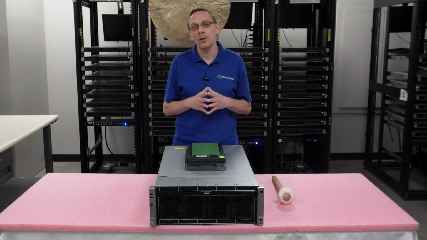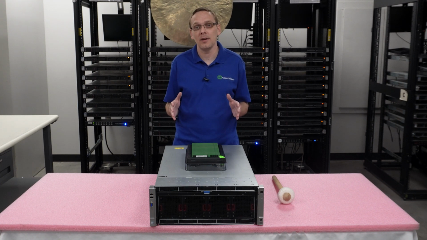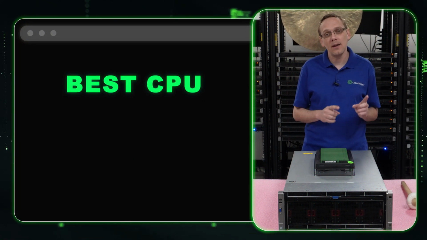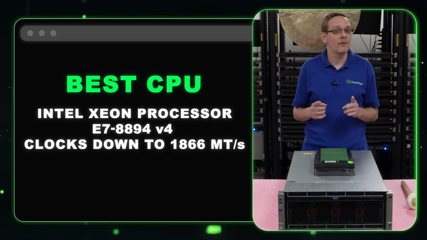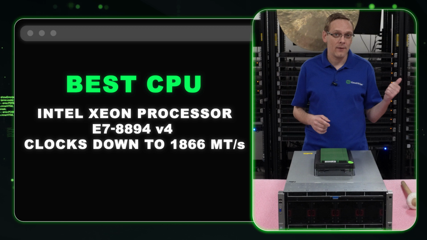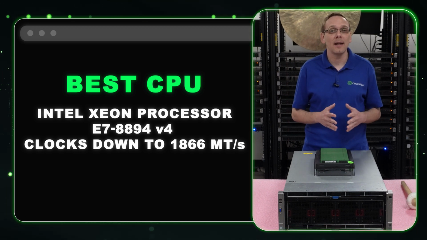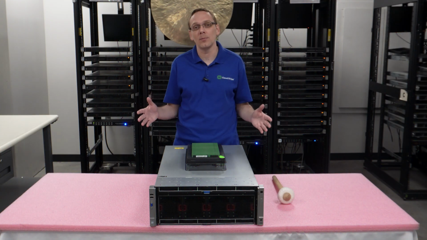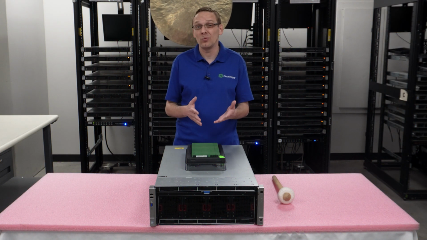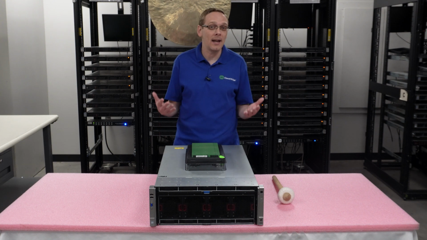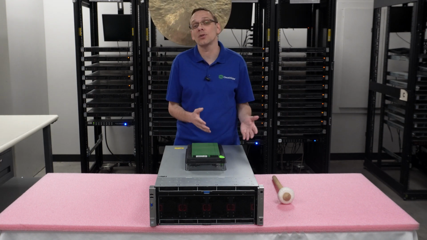If you look at the processor that you have in your system, that is going to be the biggest key to speed here. What processor do you have? Even the best processor in the series, the E7-8894 v4, which we cover in the very first video of the series on CPUs, is going to clock down to 1866, and that's the best processor in the whole series. So even with the best processor, you're realistically getting DDR3-class speed at 1866, and if you fill up the DIMM channels, it could go all the way down to 1600, even 1333.